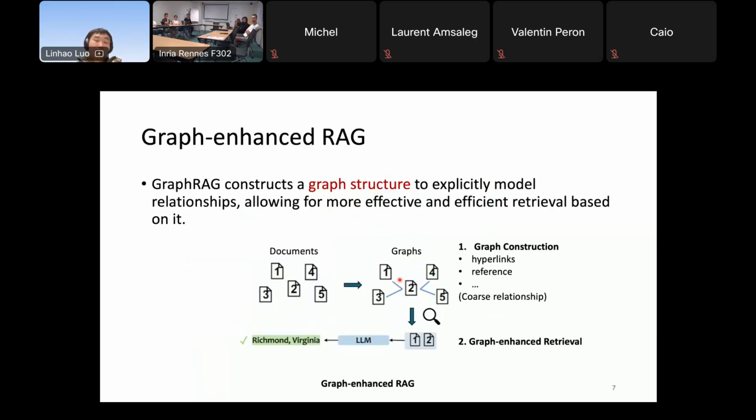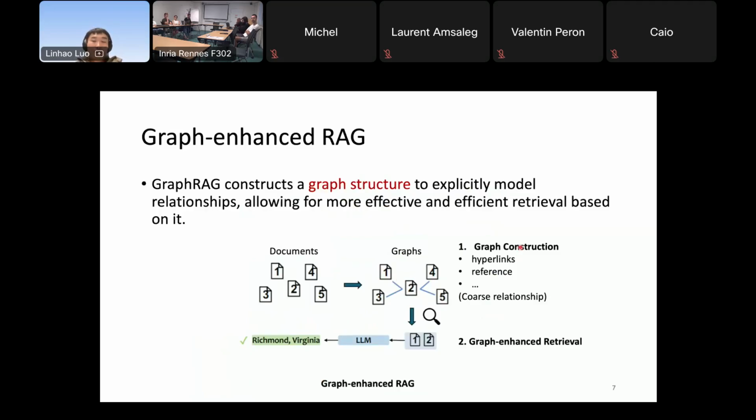Recently there is a popular new paradigm called graph-enhanced RAG, in short, graph RAG. Instead of only utilizing the embedding model to construct the index of the documents, graph RAG focuses on constructing a graph structure to explicitly model the relationship between the documents. This allows for more effective and efficient retrieval.